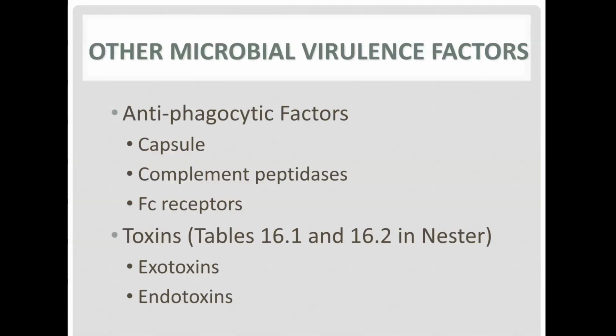So other microbial virulence factors. We've of course talked about capsules endlessly, right? Without a capsule, bacteria doesn't stand a chance. And capsules are really good. They do a good job of basically denying those phagocytic cells from engulfing the bacteria, and they also can help them grab onto things. And they also, don't forget, make them less antigenic.